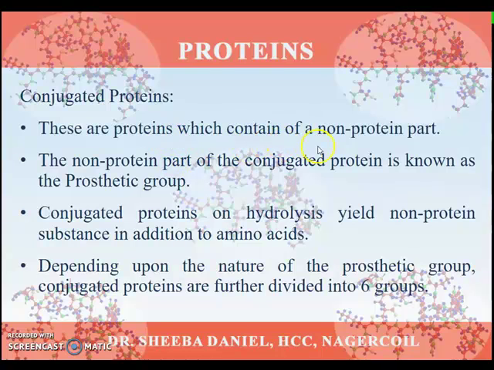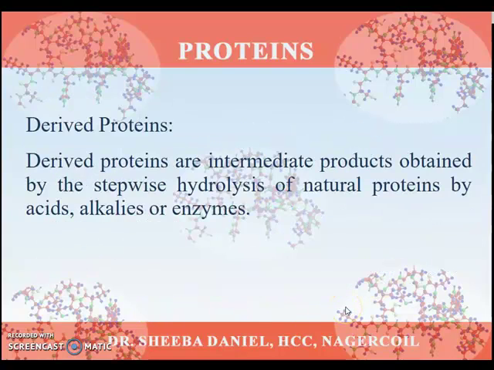Next is the conjugated proteins. These are proteins which contain a non-protein part. The non-protein part of the conjugated protein is known as the prosthetic group. Conjugated proteins on hydrolysis yield non-protein substance in addition to amino acids. That is, in addition to amino acids, prosthetic groups are also formed.